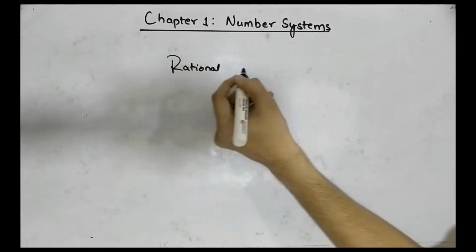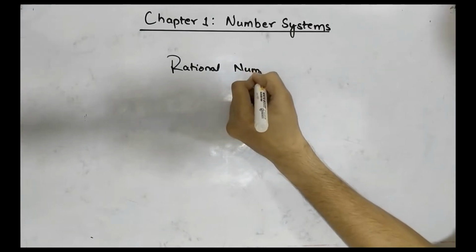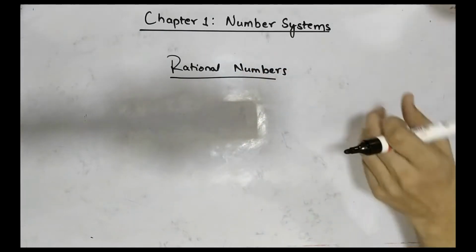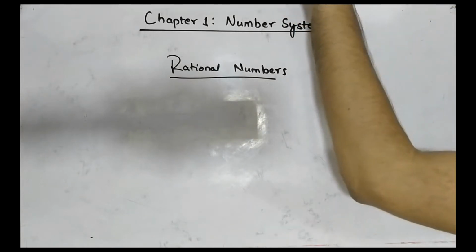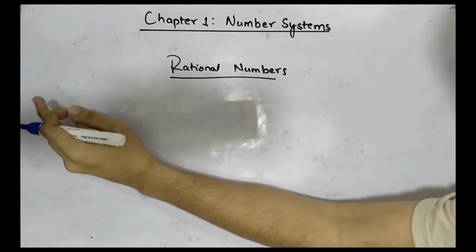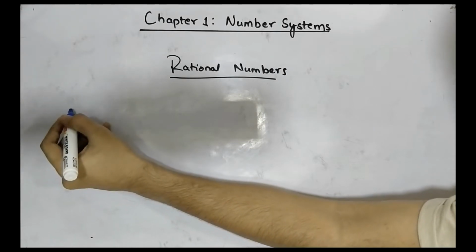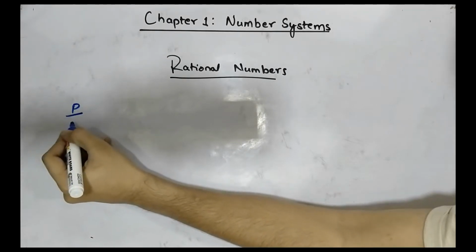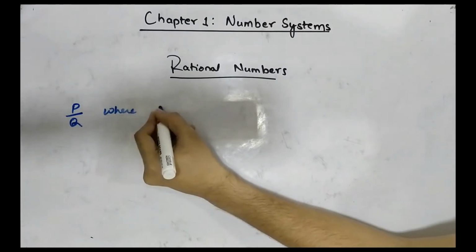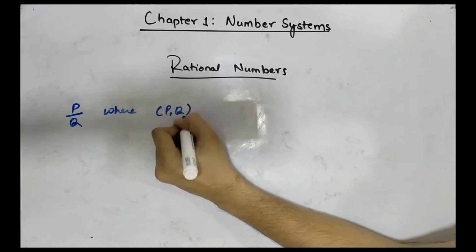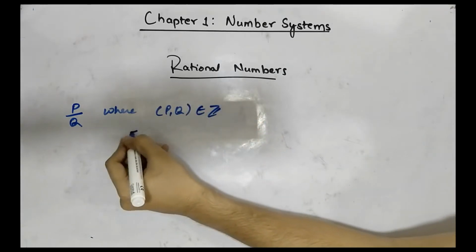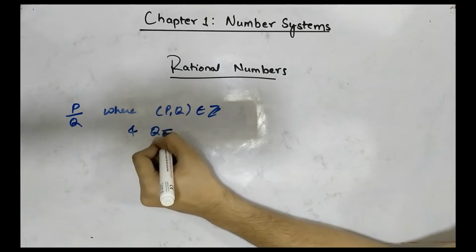Rational numbers. Okay, what are rational numbers? Rational numbers are any number that can be represented in the form of P by Q, where both P and Q are integers, okay, and Q is not equal to 0.